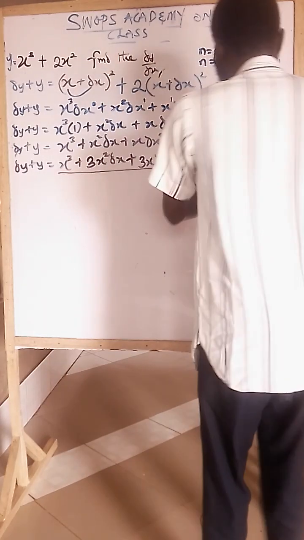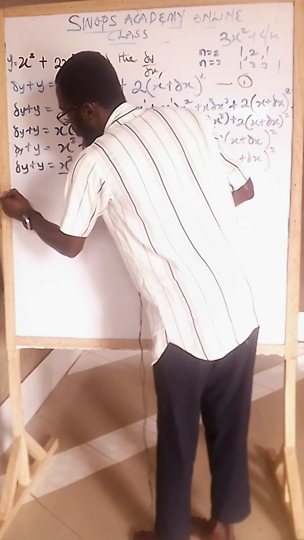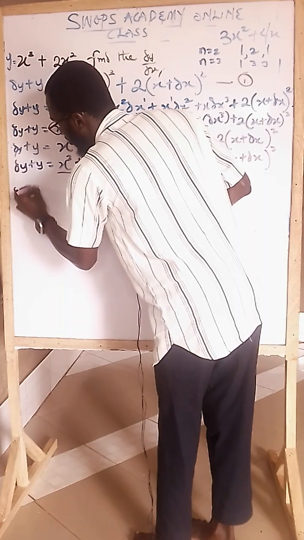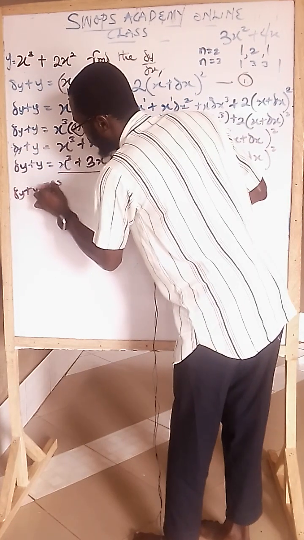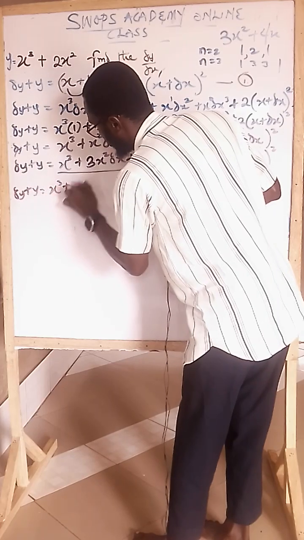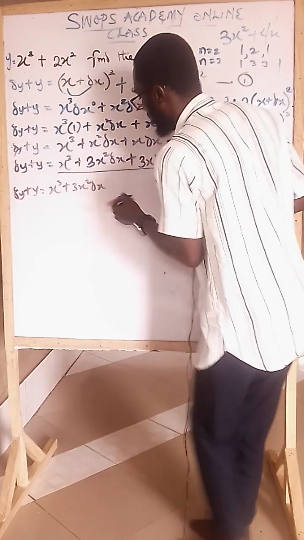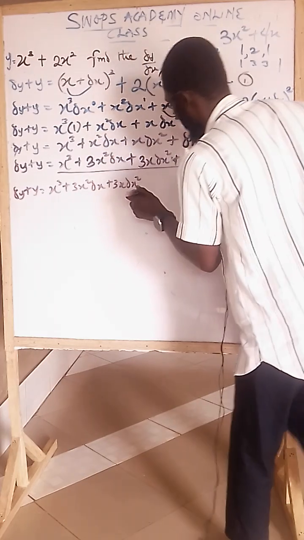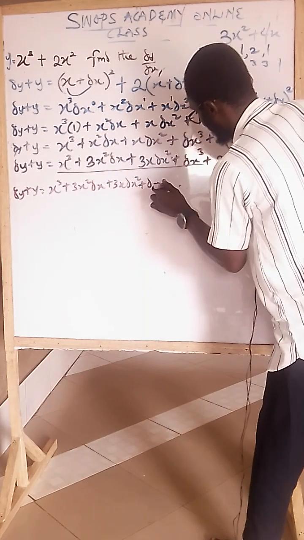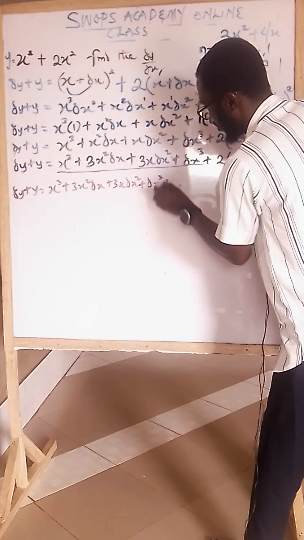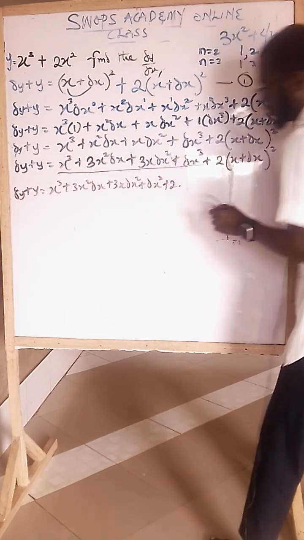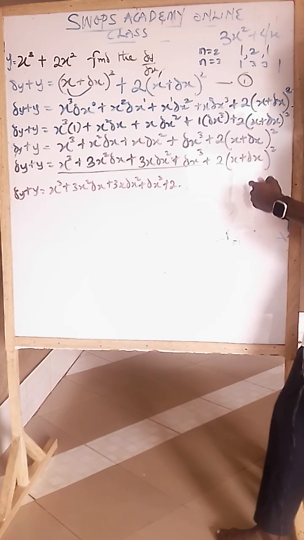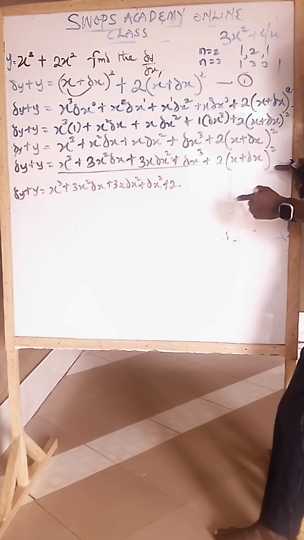So now let's try and expand this as well. We are left with dy plus y equals s cube plus 3s squared ds, plus 3s ds squared plus ds cube plus, in the bracket, 2. Let's try and open this back using the binomial theorem as well.